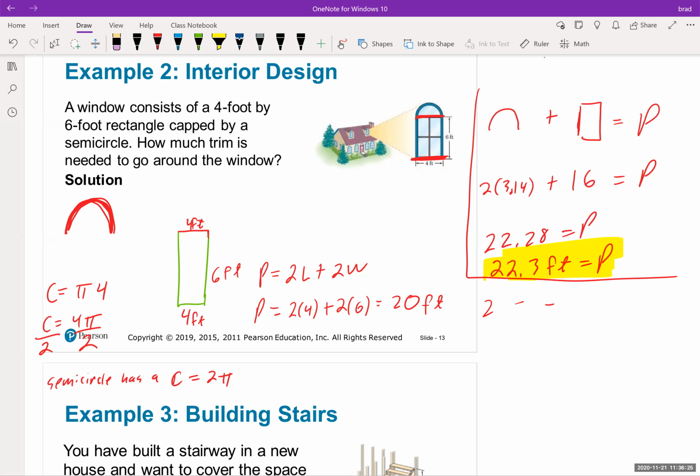Maybe I should do this: 20 minus 4 is equal to 16 feet. That is the erasing part that I did right there. Okay, so we get 22.3 feet.